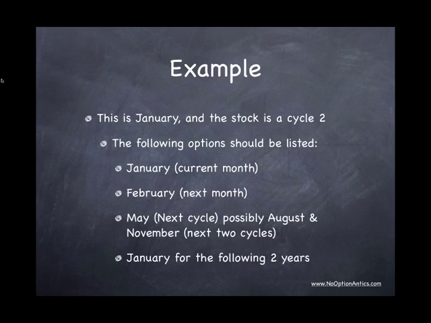Now we have to look at the next cycle. If we remember, cycle 2 starts in February, skips March and April, the next cycle is May. Then it would skip June and July, the next cycle will be August. So you can see that possibly we're going to have a couple of cycles that are going to be listed. And then January for the following 2 years, those are the LEAP options.